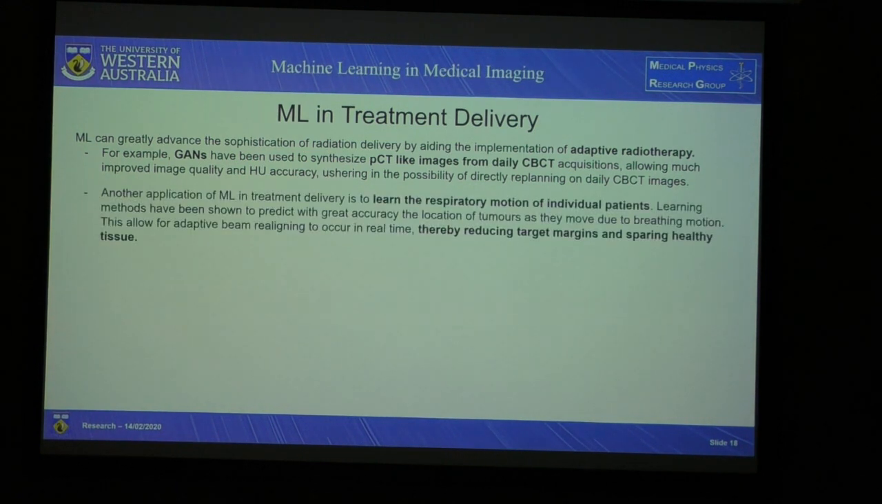Another application of machine learning in treatment delivery is to learn the respiration motion of individual patients. Learning methods have been shown to predict with great accuracy the location of tumors as they move due to breathing motion.